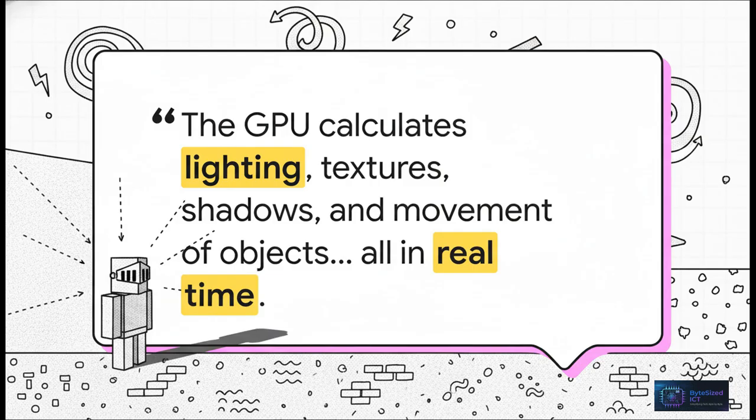Just try to wrap your head around how intense this work is. Every single time you move your character in a game, the GPU is recalculating everything. And I mean everything you see. The way light bounces off a wall, the texture of the pavement, the shadow your character is casting, all of it in real time. It's just a mind-boggling amount of computation happening every single second.